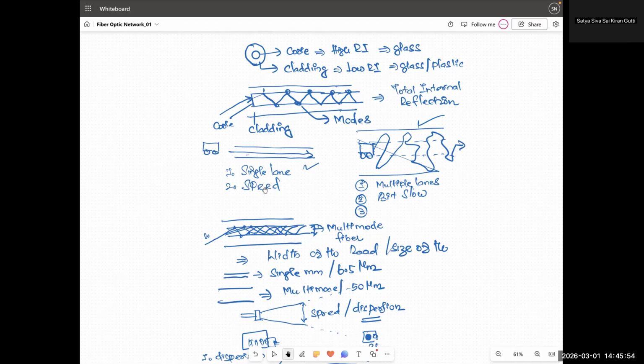So in short, we don't always need high power. We want a little lower performance and lower cost. In that case you are using multi-mode fiber.